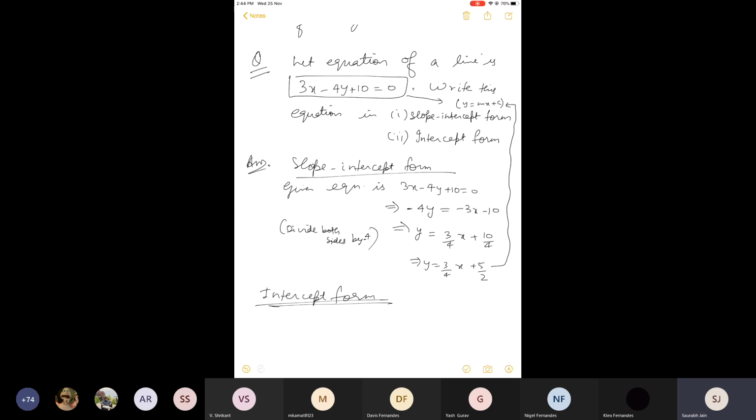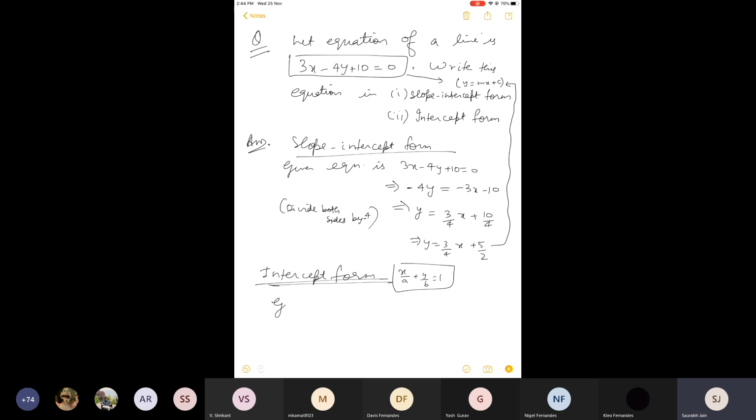Now you remember what is intercept form. Intercept form is like writing the equation in this form. So one thing is clear, on the right hand side there should be 1. So these are just manipulations, okay? They are not any theory or as such. You have this equation, you have to change it in this form. So you have to just rearrange this equation in some way.